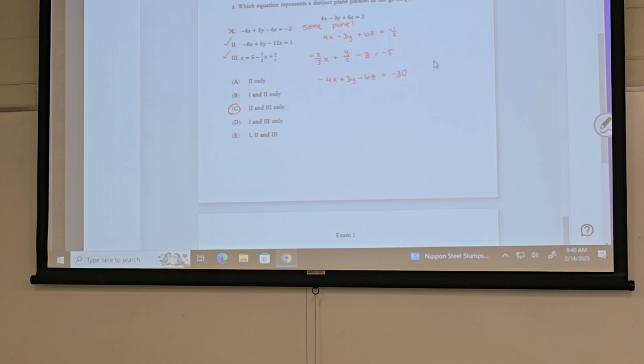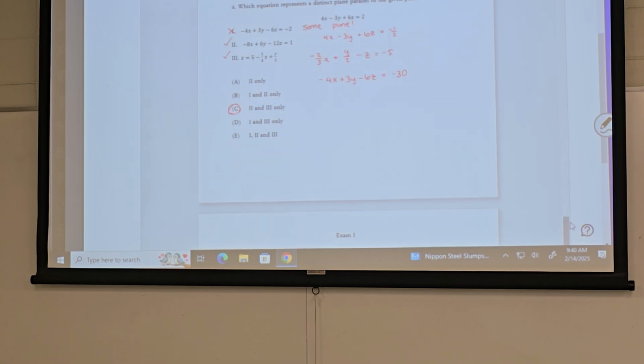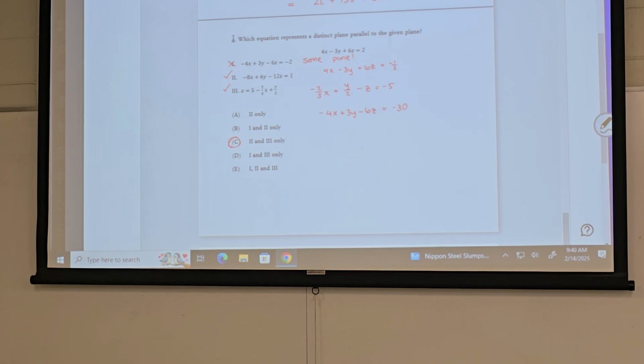Okay, this one was hard. Everyone was given 5 points back. I feel like maybe we didn't emphasize this idea enough, so the 5 points difference between what's on the test and what's on Blackboard. Write the equation that represents a distinct plane, meaning it can't be the same plane.